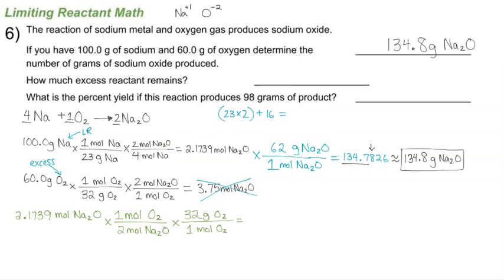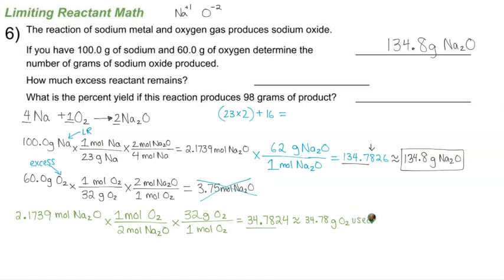So let me calculate again. 2.1739 divided by 2 times 32. So this time I got 34.7824, which is the answer I was expecting. We just need to round to correct sig figs, and we should round to 4 in this answer as well, because that was our original value. So let's round this to 4 significant figures. 34.78. And this is the number of grams of oxygen that were used.